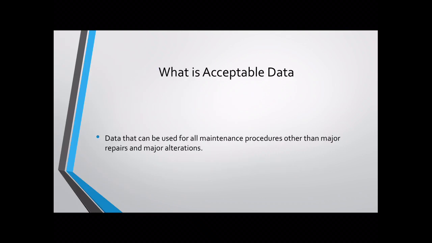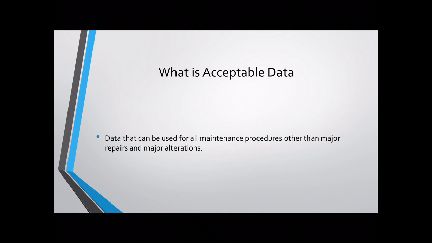Acceptable data is something that we can use for maintenance procedures. This includes everything we might do on an aircraft that is not a major repair or major alteration. As we'll talk about in the forms video, a major repair or major alteration, as defined by 14 CFR Part 43 Appendix A, is something that goes beyond the scope of normal maintenance and will require additional approving engineering data in order to determine whether or not that repair is legal. It also must be submitted to the FAA for approval as a repair or alteration. But anything other than major repairs or alterations is covered under what we call acceptable data.